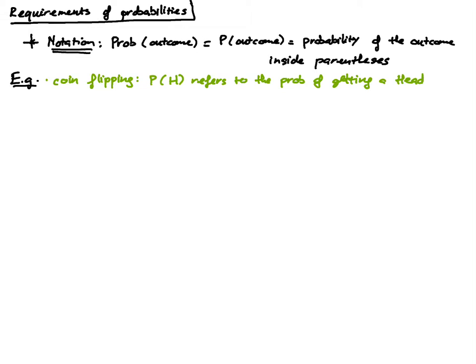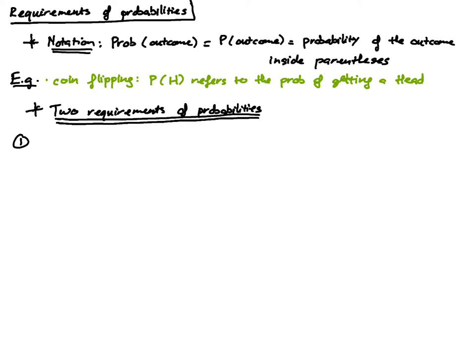Now then, there are two general requirements of probabilities. The first requirement is that the probability of an outcome has to be greater than or equal to 0 and less than or equal to 1. So if the probability of an outcome is equal to 0, that means that the outcome never happens. Right?